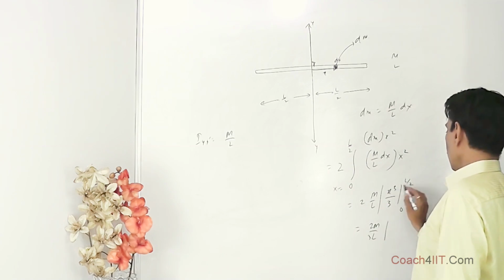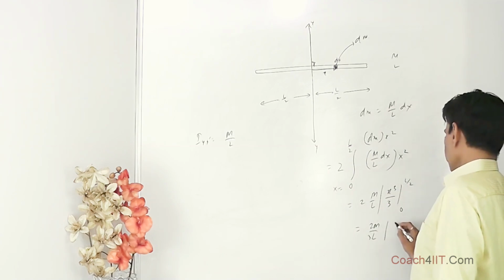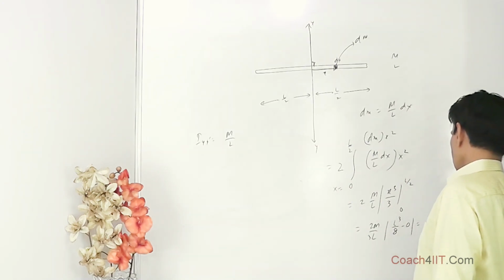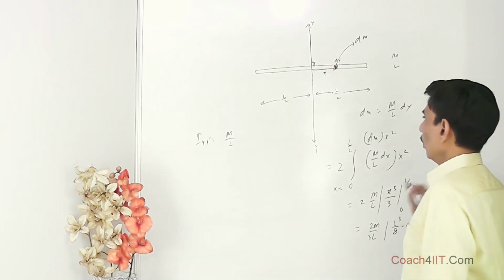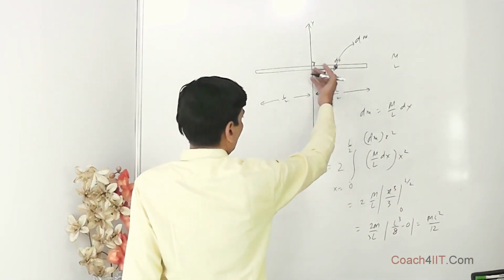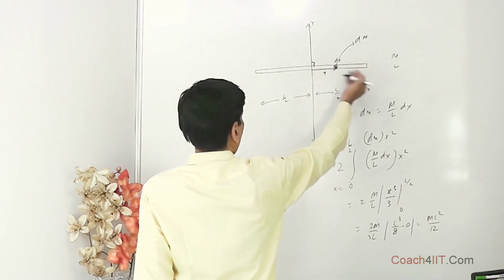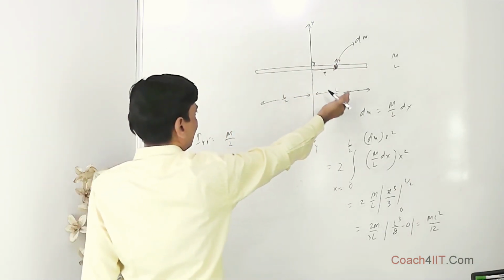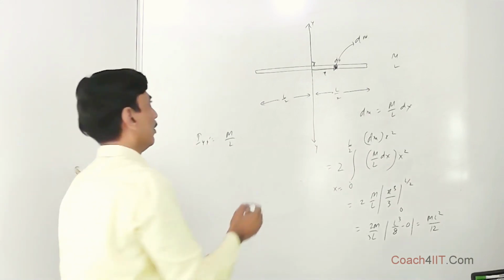So this is (L/2)^3, that is L^3/8, minus 0. So this comes out to be mL^2/12. If you wish to take the integration limits from here to here, you don't wish to double it, that is the moment of inertia about this axis of this section, because the same section L/2 is here, L/2 is here, then you could have also done it.